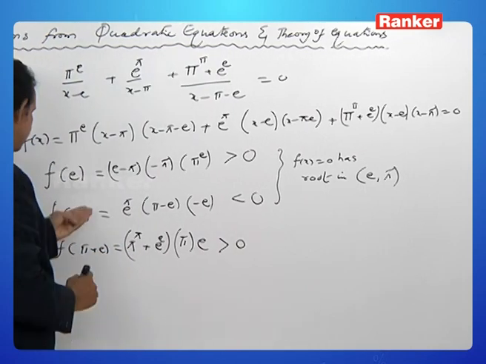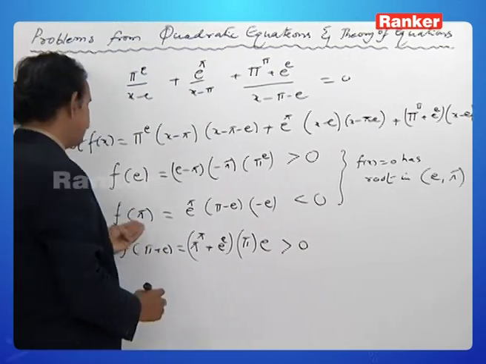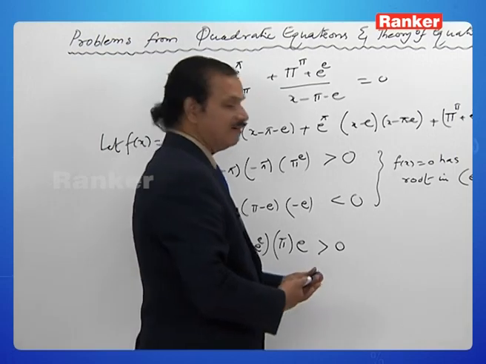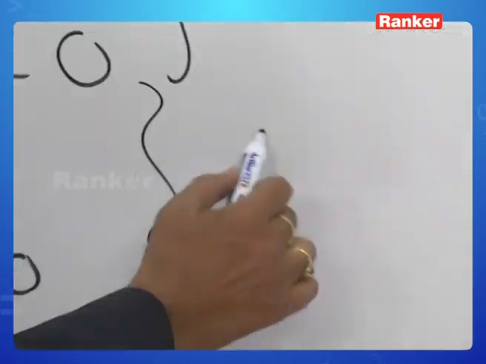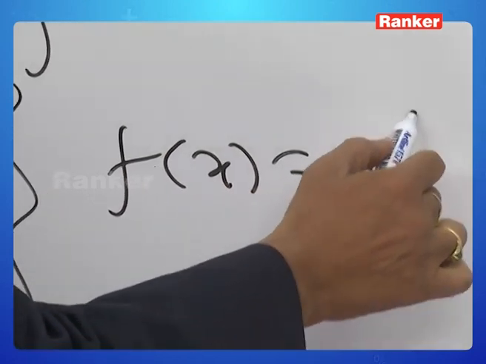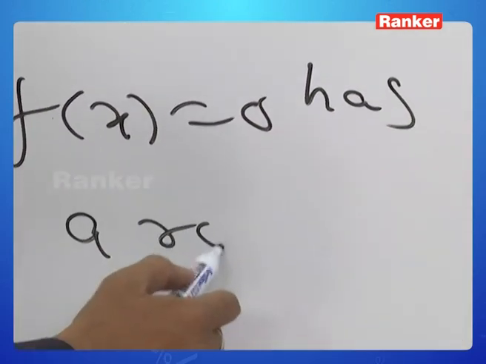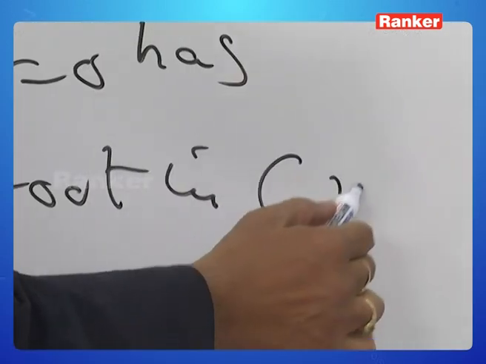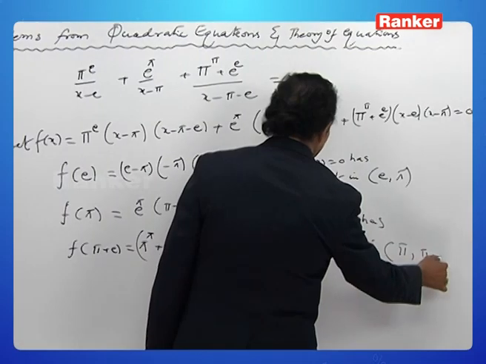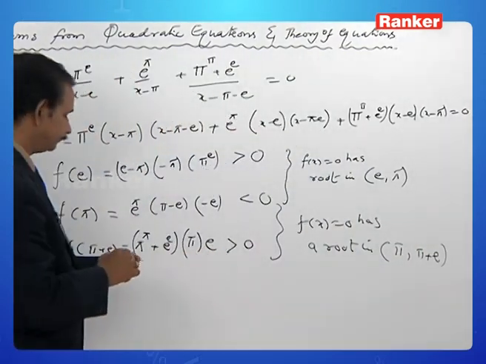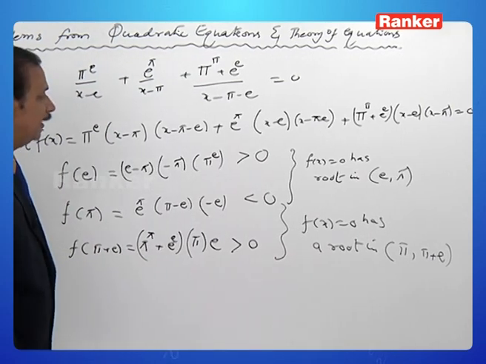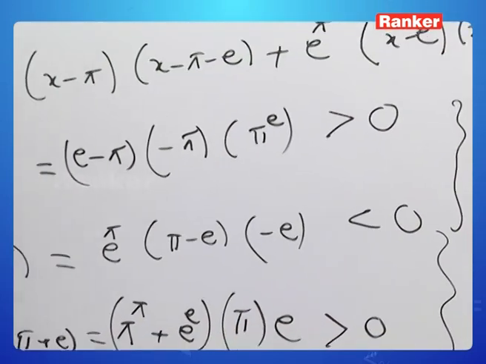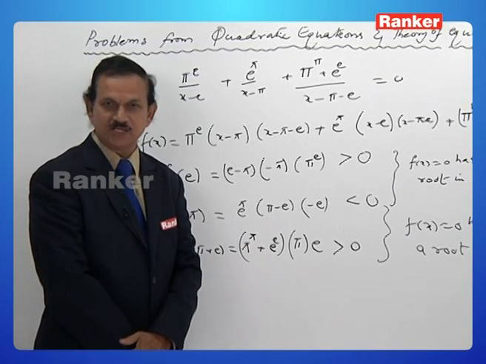Well, you observe these two. What can you say? F of pi plus e is negative. This is negative, but this is positive. From these two, we say that f of x equal to 0 has a root in pi to pi plus e. Good. Next one. So option B is observed correct.